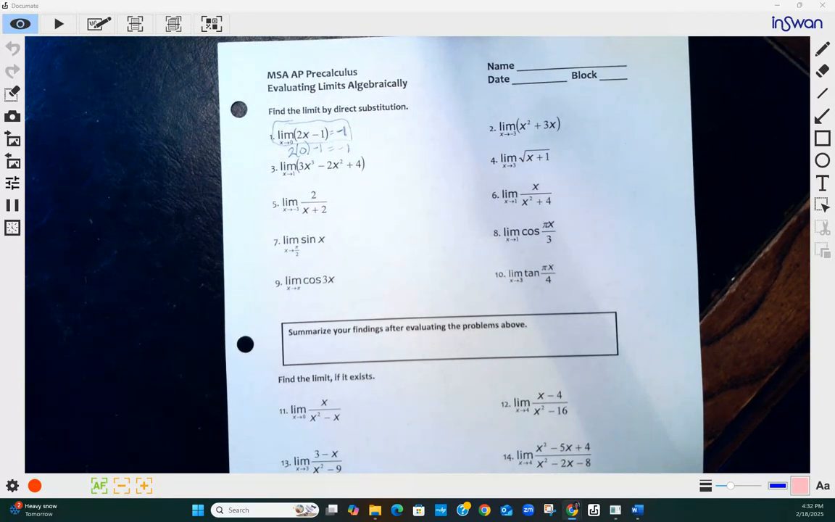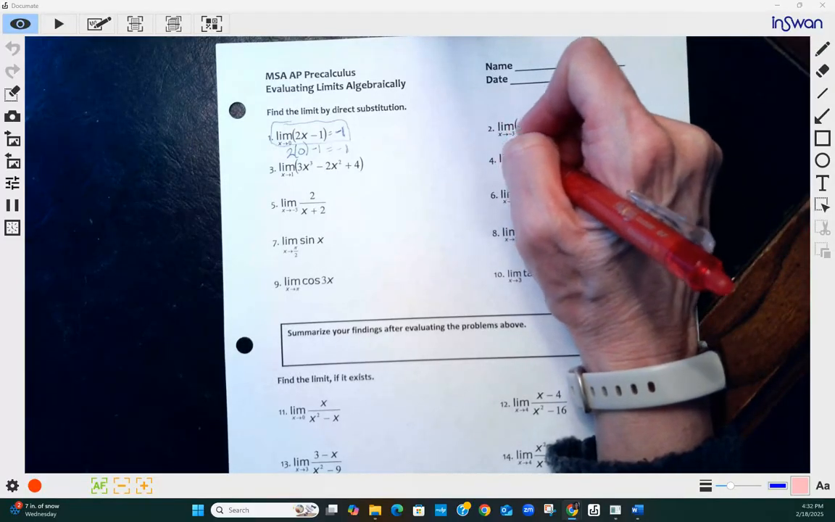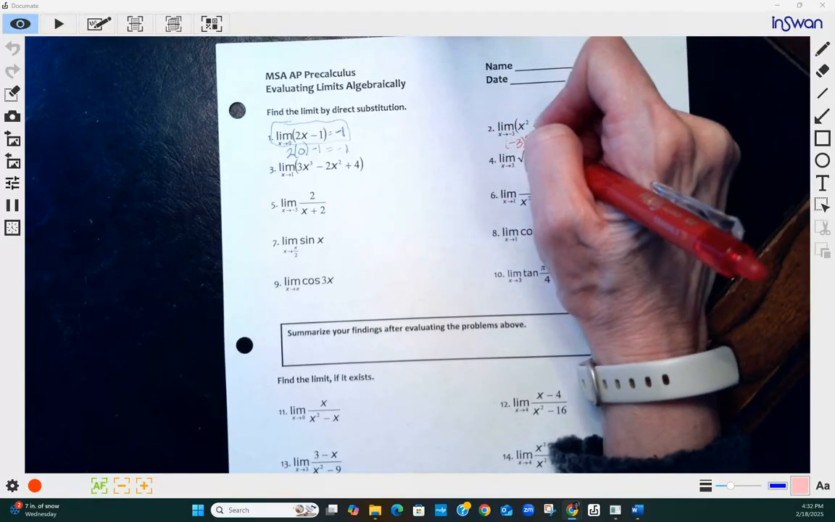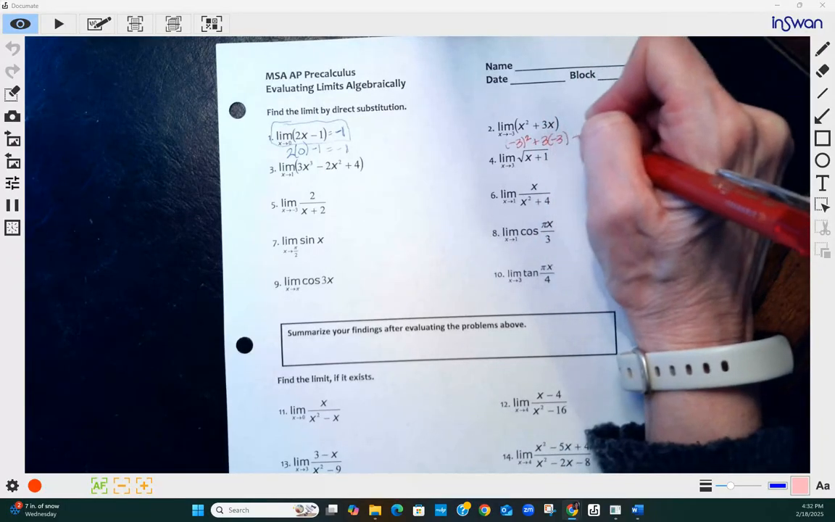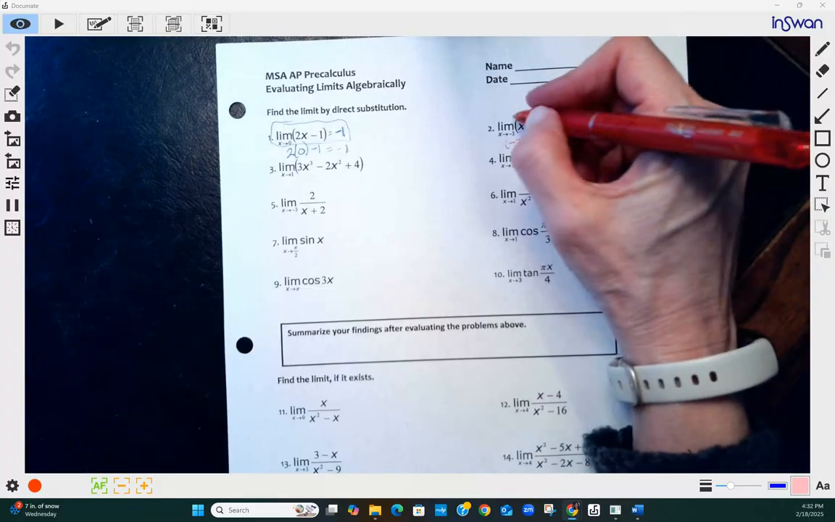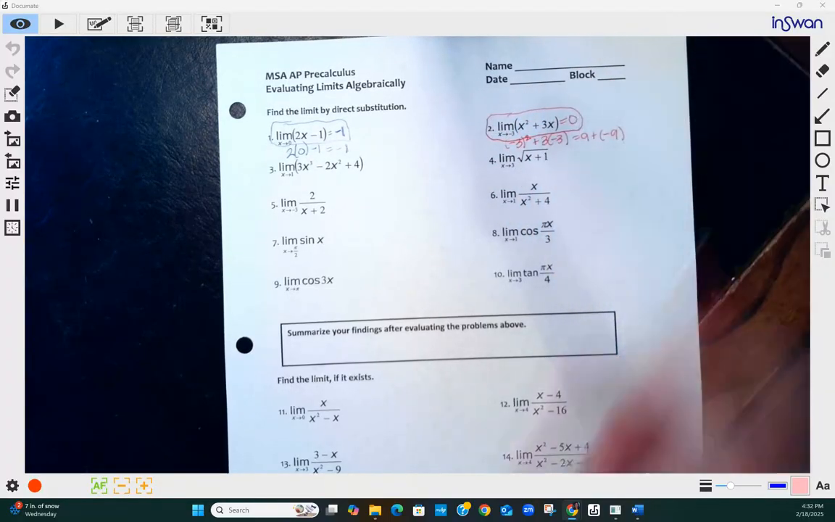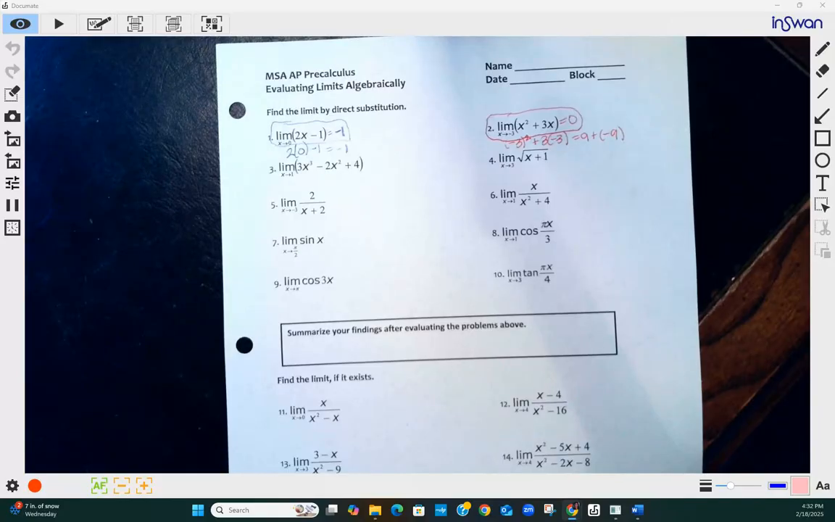All right, so then same thing, we're just substituting in -3 squared plus 3 times -3. That gives me 9 plus -9. That limit is 0. The limit as x approaches -3 for the function x squared plus 3x is 0. Notice we're not doing a left-hand limit and a right-hand limit. When it's not a piecewise function or a graph that you're given, you don't have to have a left-hand limit and a right-hand limit statement.